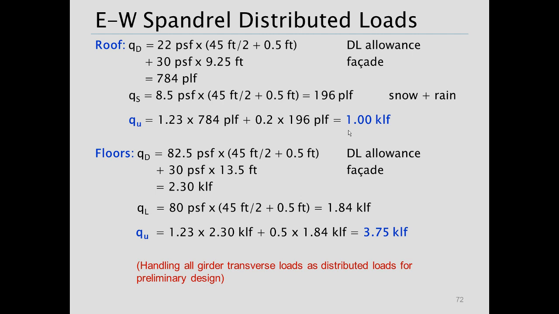And so I want to step through this. It's kind of more of the same here in terms of how we're handling things at the roof. At the floors, our spandrel distributed loads. So here the tributary width is 45 foot over 2 plus 0.5 foot outside the column lines. If we combine all that in with our facade loadings on the spandrels, we get at the roof 1 kip per linear foot. We get at the floor level 3.75 kips per linear foot.